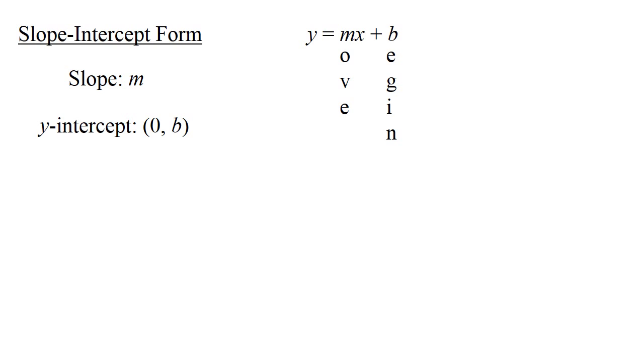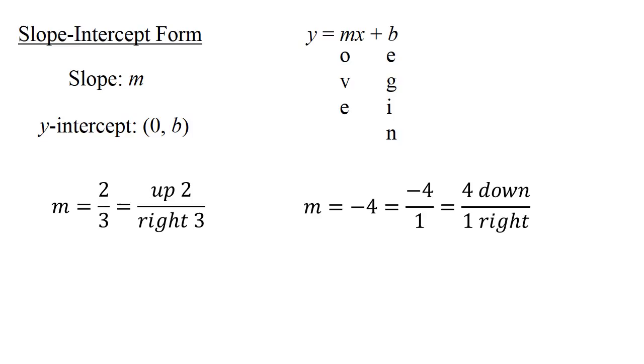Some things about the slope that we should be aware of. If the slope is 2/3, what that's telling you is that you're going to go up 2 and right 3 from any other point you know to get to a second point. If instead your slope is -4, then that's the same as -4/1, and you're going to go 4 down from a point you know and 1 to the right.